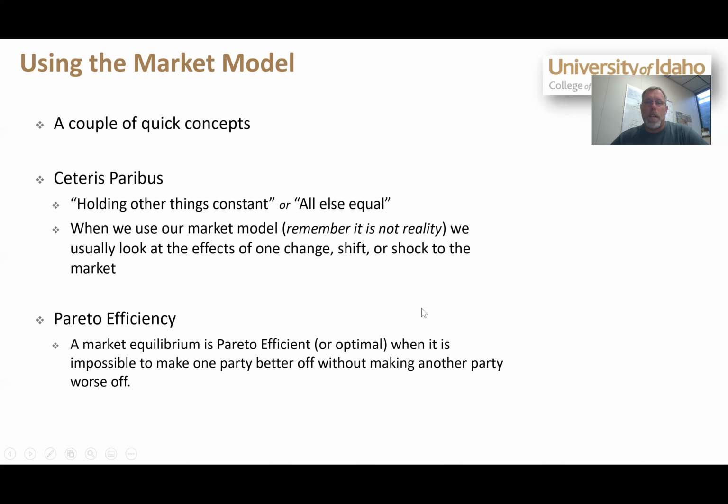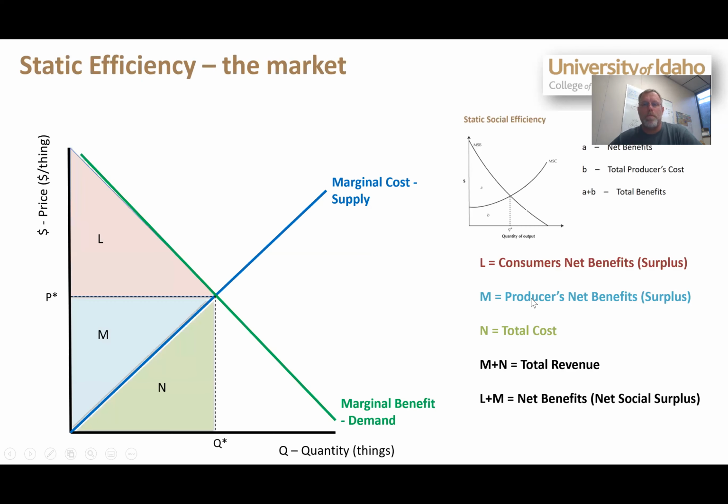Okay, these other two concepts we were getting back to: ceteris paribus, all else equal. When we use that model, and remember, it's not reality, we look at the effect of one change or shift, and we isolate it to that. And Pareto efficiency: when we get to that point where supply equals demand, that's the point where no one move is going to make someone better off more than it makes someone worse off. So you're at that optimal point.